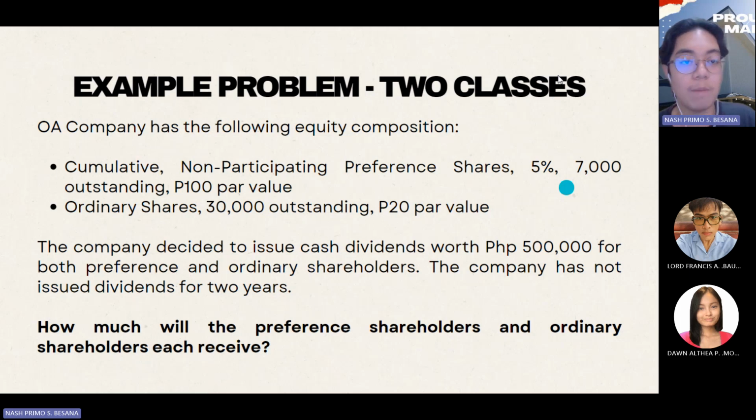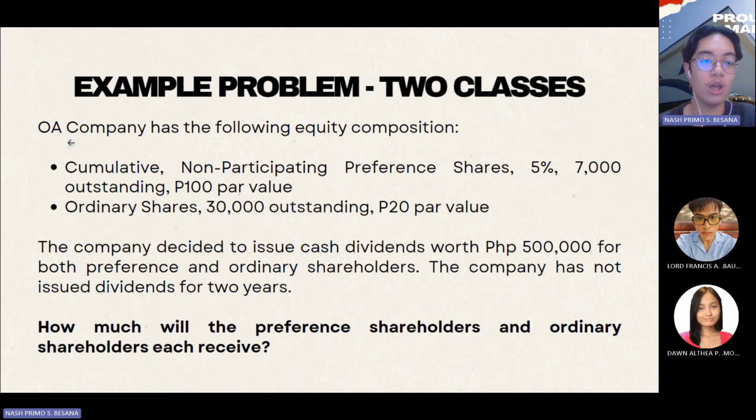So first, a company has the following equity composition: cumulative non-participating preference shares 5%, 7,000 outstanding, 100 pesos par value. Then ordinary shares 30,000 outstanding, 20 pesos par value. The company decided to issue cash dividends worth 500,000 pesos for both preference and ordinary shareholders. And nakalagay, the company has not issued dividends for 2 years. How much will the preference shareholders and ordinary shareholders each receive?